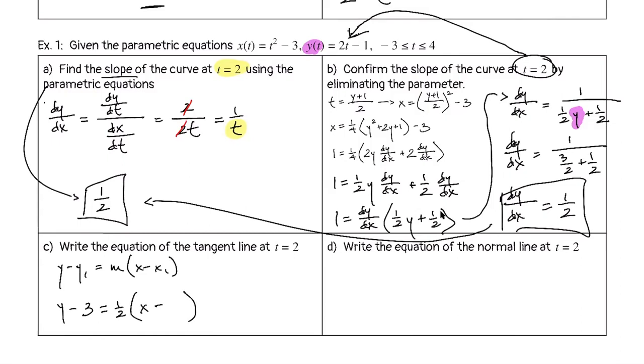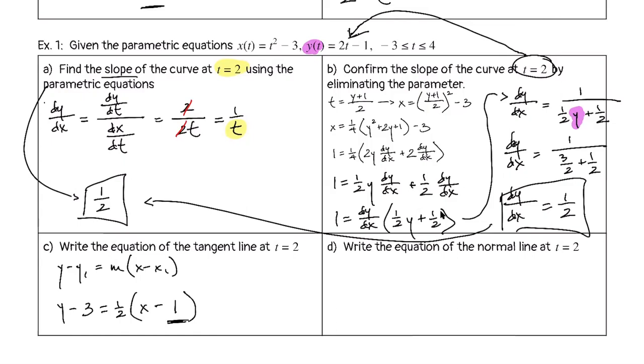Okay. And Sean, you asked a great question. Couldn't have asked for better timing, because now I'm going to take that 2 and plug it into the x equation so that I have something to fill in for the x1. So 2 squared is 4. 4 minus 3 gives me 1. And so the point that corresponds to t equals 2 is (1, 3), so that I can fill into my equation.